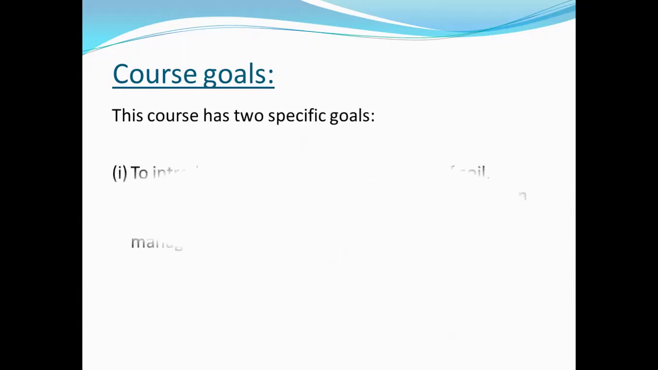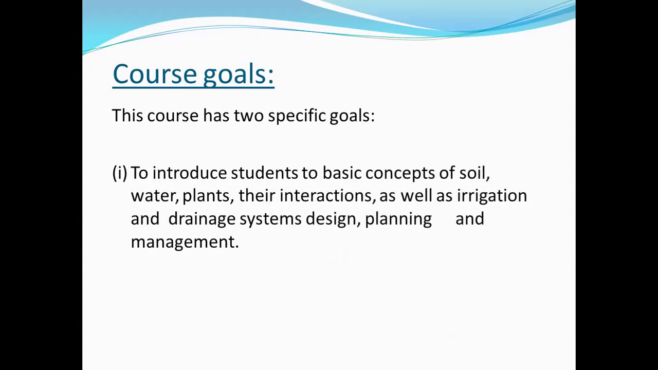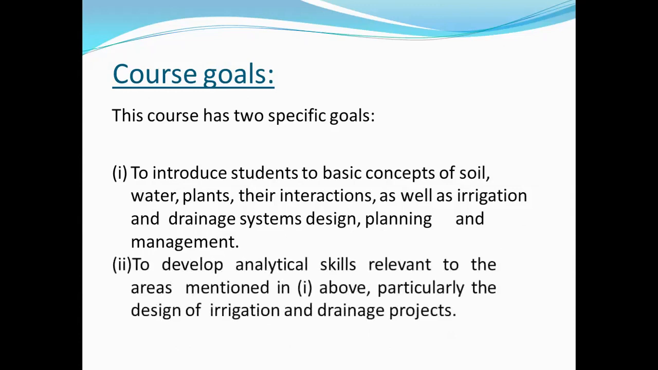So what are the course goals here? This course has two specific goals. First, to introduce students to the basic concepts of soil, water, plants, their interactions, as well as irrigation and drainage systems and their design, planning, and management. The second course goal is to develop analytical skills relevant to the area mentioned in the first point, particularly the design of irrigation and drainage projects, right? So these are the two main specific goals of this course.